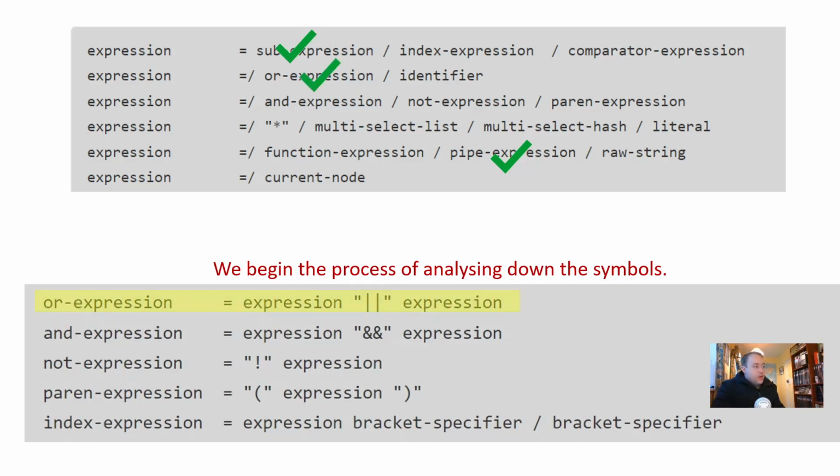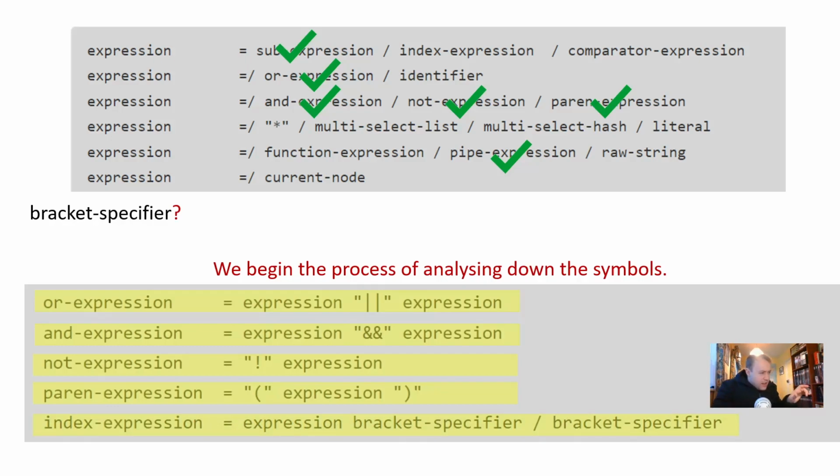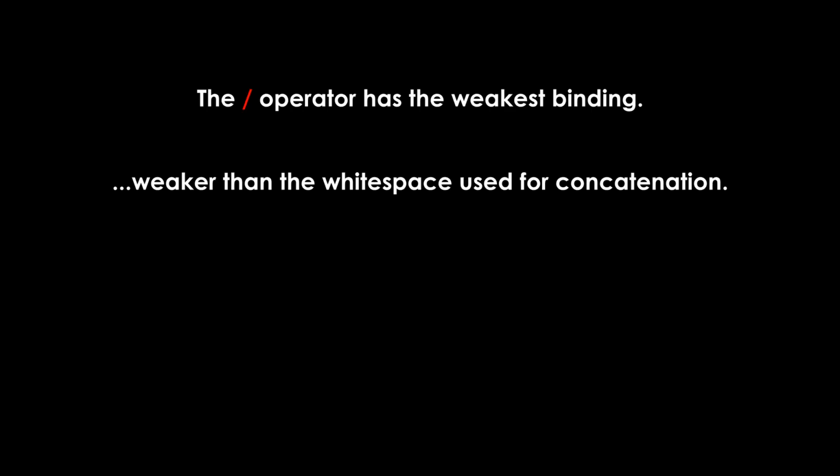Give that a tick. Here we say an AND expression, have two expressions either side of a double ampersand. So tick AND expression off. Dealt with that. Not expression. That's just an exclamation mark, then an expression. So we've said what a paren expression is. We've said what an index expression is. Give that a tick. And you can see it's made up of an expression, a bracket specifier, and then they've put / bracket specifier. So there's an alternative going on there. We know, don't we, that the weakest thing is an alternative, so it's not able to overcome the concatenation. So what's that operating over? Expression bracket specifier. I think that's right. All of the left hand side there.